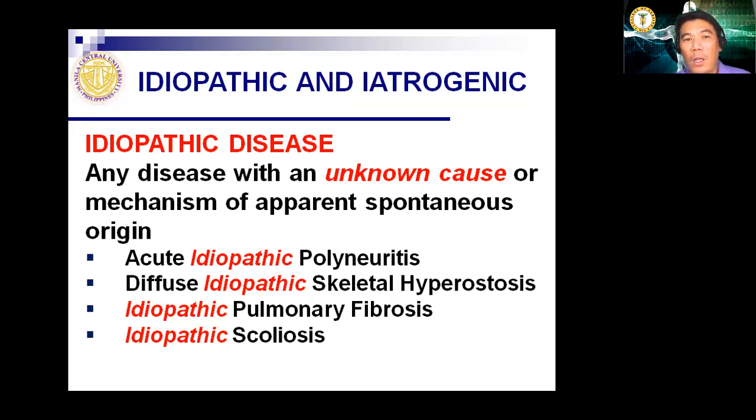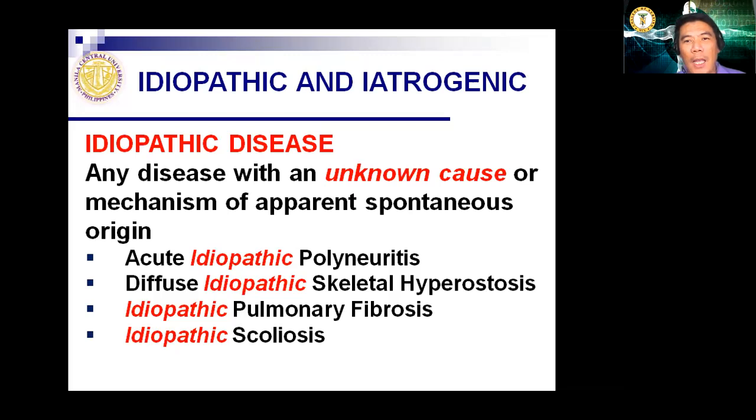Another example, cerebrovascular accident or stroke, we can enumerate specifically the causes of the disease. But when idiopathic disease is used in the diagnosis, it means that it is of unknown cause. An example is acute idiopathic polyneuritis. It uses the term acute, sudden but severe. Idiopathic, of unknown cause. Polyneuritis, poly meaning multiple, neuritis is inflammation of the nerve. So there is a sudden severe, unknown cause of multiple nerve inflammation.